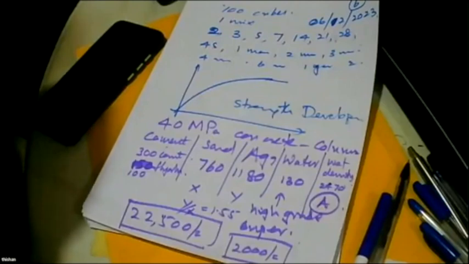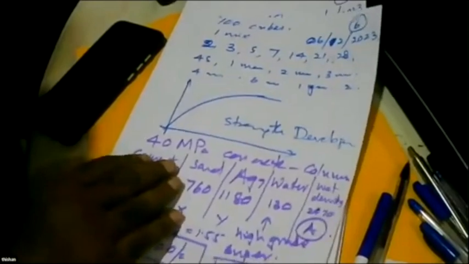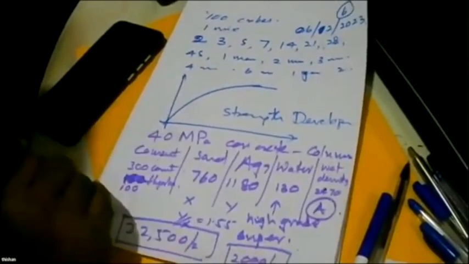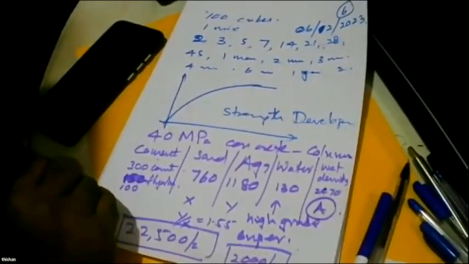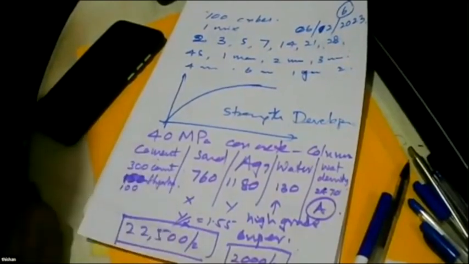Is it okay? Yes, sir. Then what is the next question? Our engineers are very reluctant to go ahead with the strength development curve. They think it's a waste of money. No, it's not a waste of money. It's a real asset. It's a knowledge base, your database.